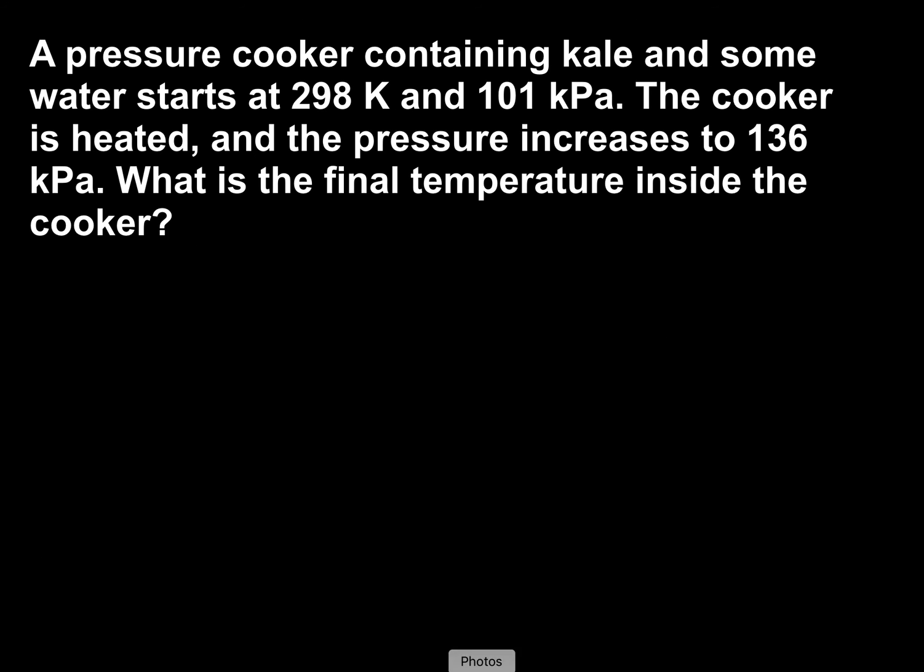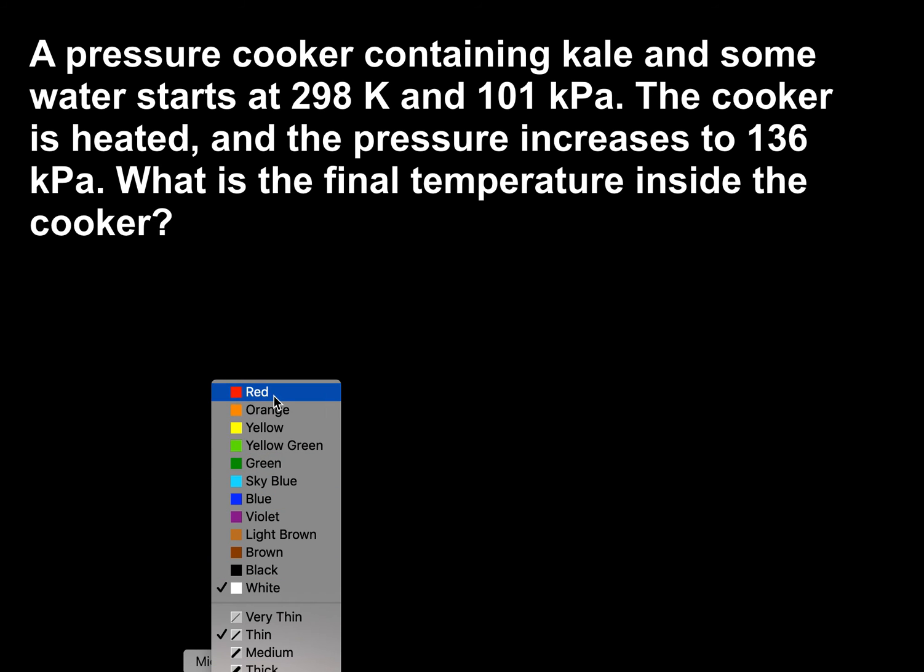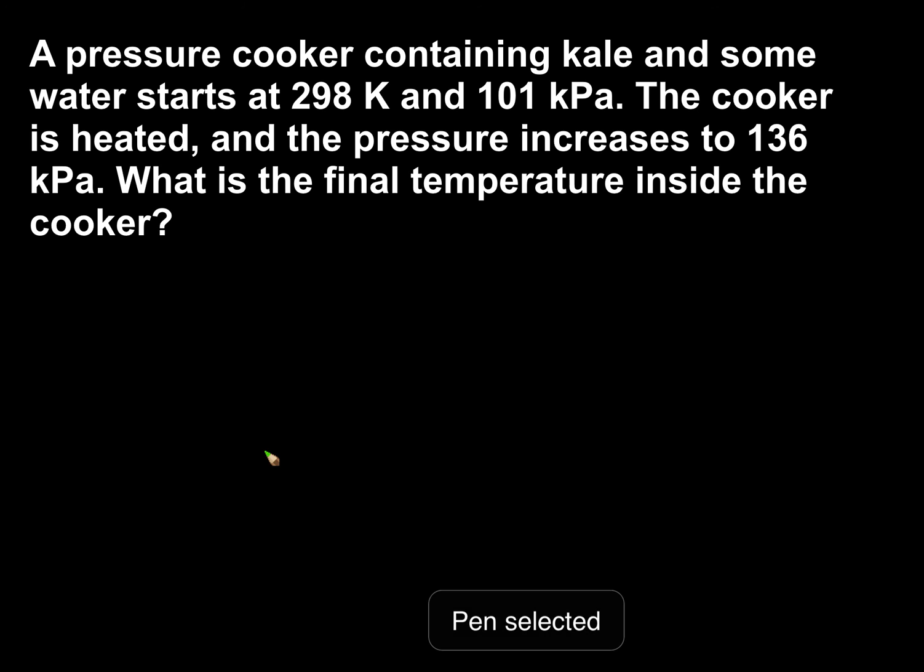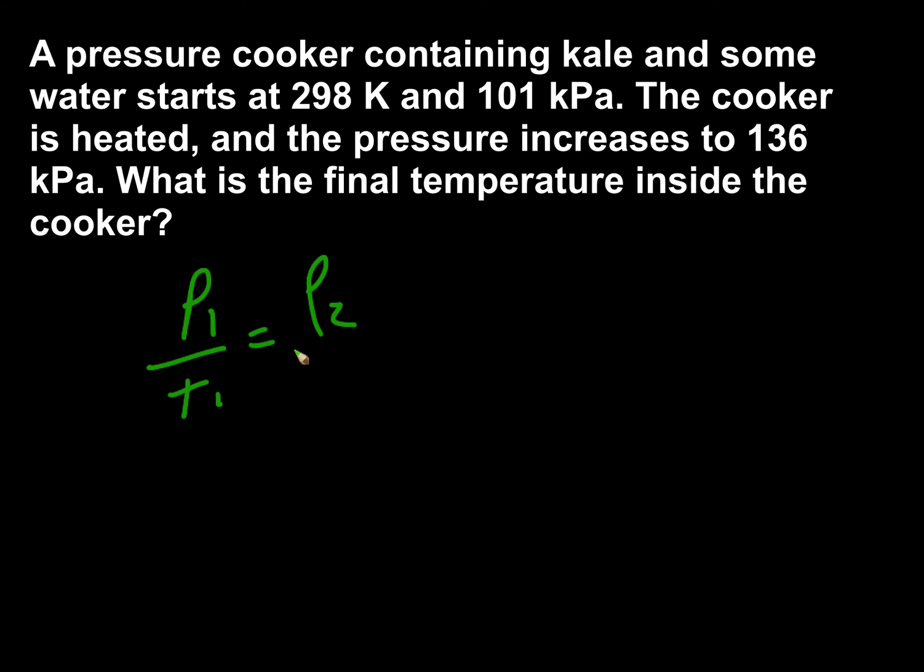Okay, so now, a pressure cooker containing kale and some water starts at 298 Kelvin and 101 kPa. The cooker is heated and the pressure increases to 136 kPa. What is the final temperature inside the cooker? So we have P1 over T1 equals P2 over T2.